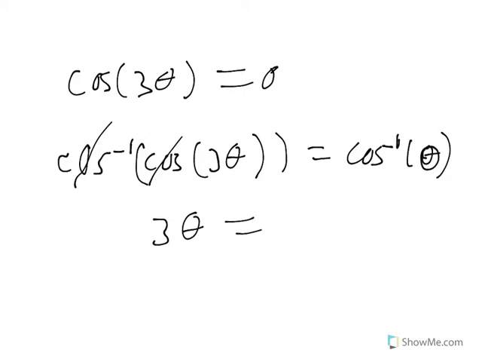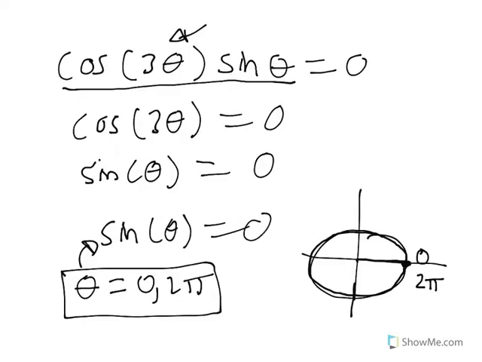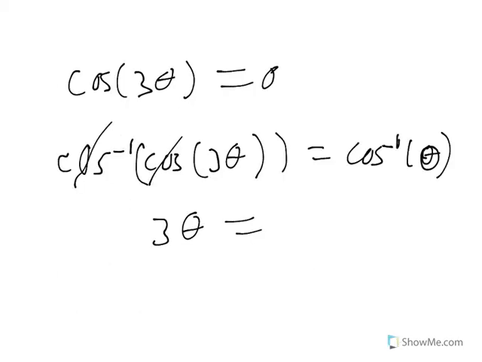What this is saying is, where in the unit circle does the cosine equal 0? Well, it equals 0 right here, and that is pi over 2. And then it also equals 0 here, which is 3 pi over 2. So you can set it up as 3 times theta equals pi over 2, and then 3 times theta equals 3 pi over 2.